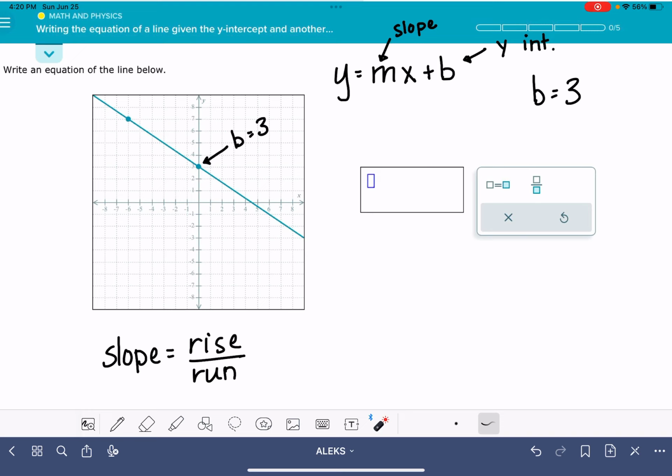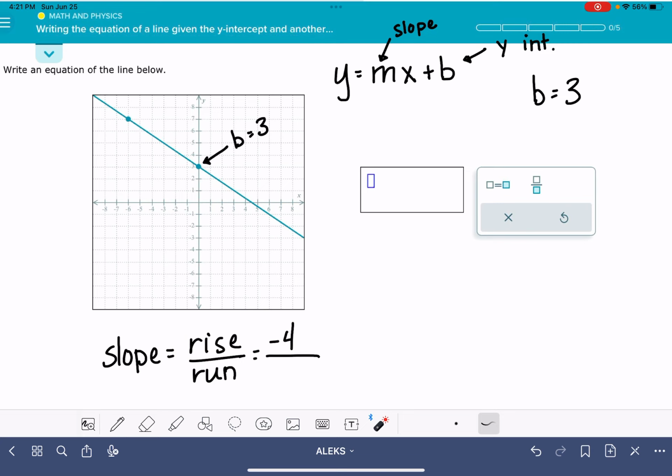The rise, to get to this point right here, I need to move down on the y-axis 1, 2, 3, 4 units. So I'm going to go down 1, 2, 3, 4 units, and that means that my rise is -4. If I'm moving down on the y-axis, then my rise is a negative number because I'm not rising, I'm going in the opposite direction, it's a negative number.